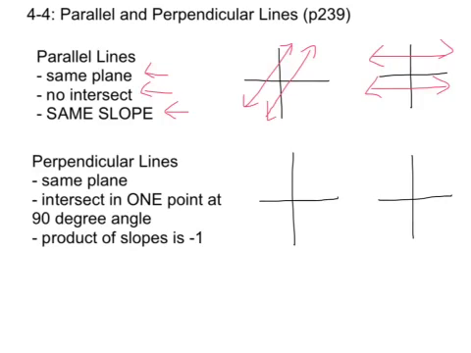The next one is perpendicular lines. Perpendicular lines are on the same plane. They're still on the same plane. They intersect in one point at a 90-degree angle. And the product of their slopes is -1. So a really good example of perpendicular lines is these axes that we have right here. Our axes are perpendicular lines to begin with.